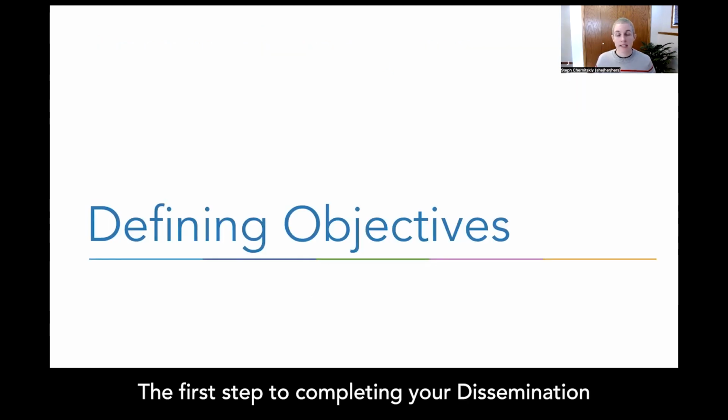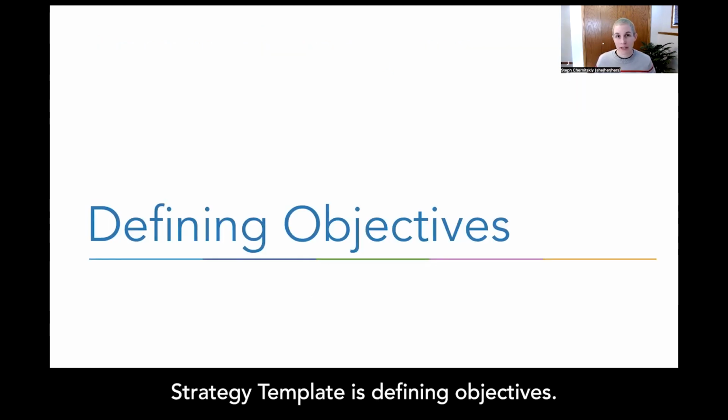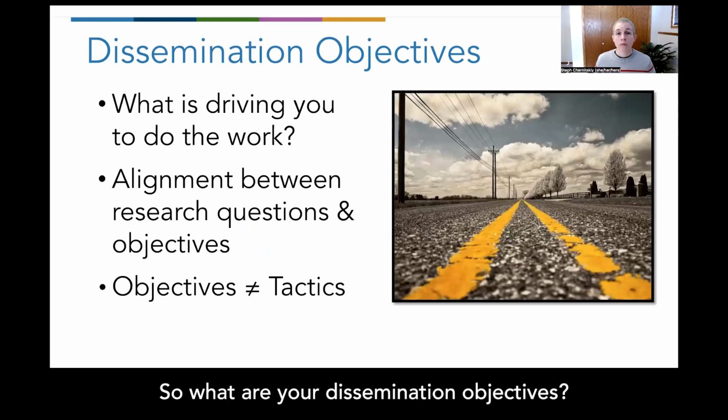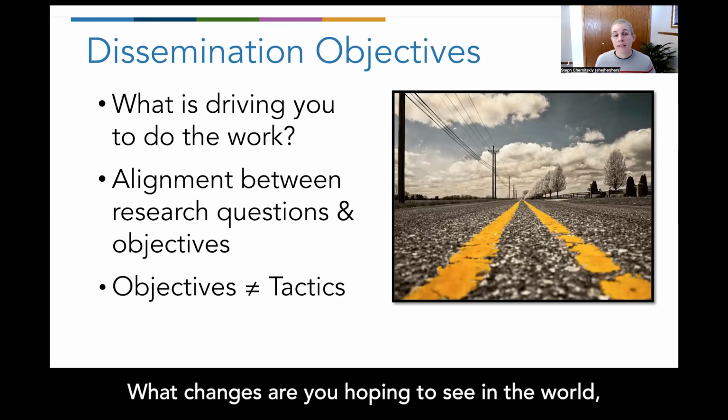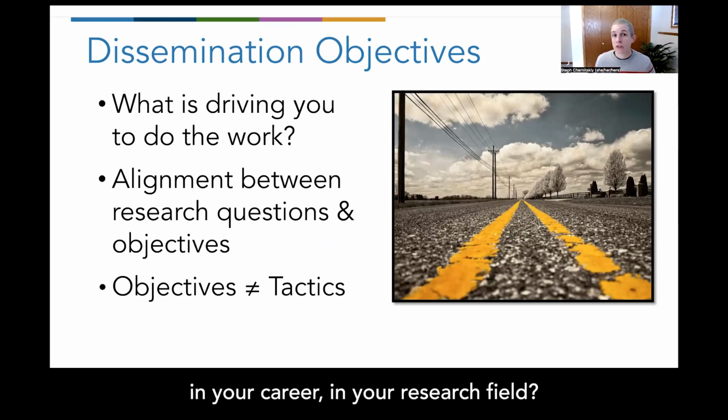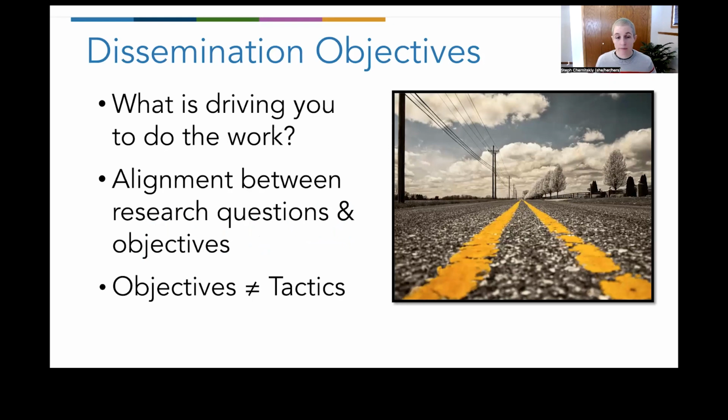The first step to completing your dissemination strategy template is defining objectives. Everything should flow from there. So what are your dissemination objectives? Well, it really boils down to what is driving you to do the work? Why are you doing it? What changes are you hoping to see in the world, in your career, in your research field? And so that should really drive what your objectives are on your dissemination strategy.